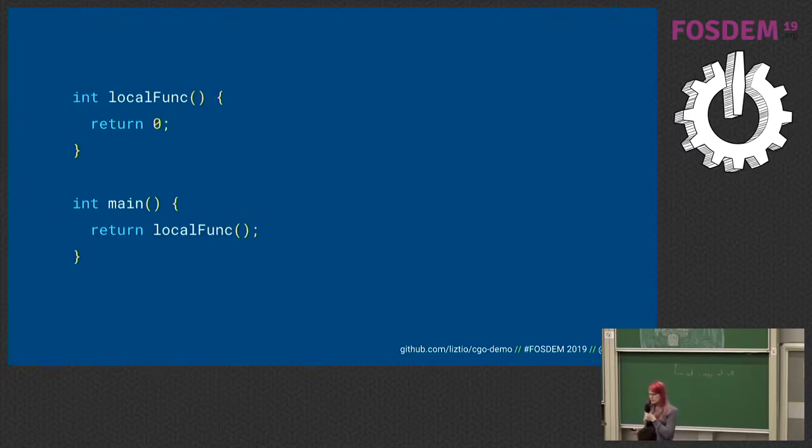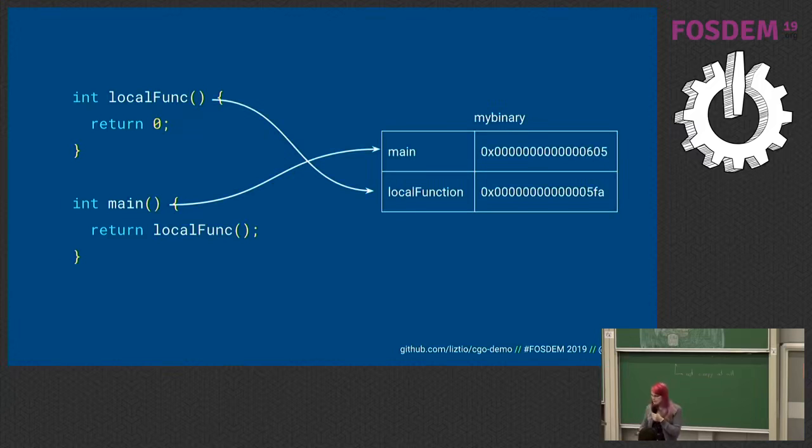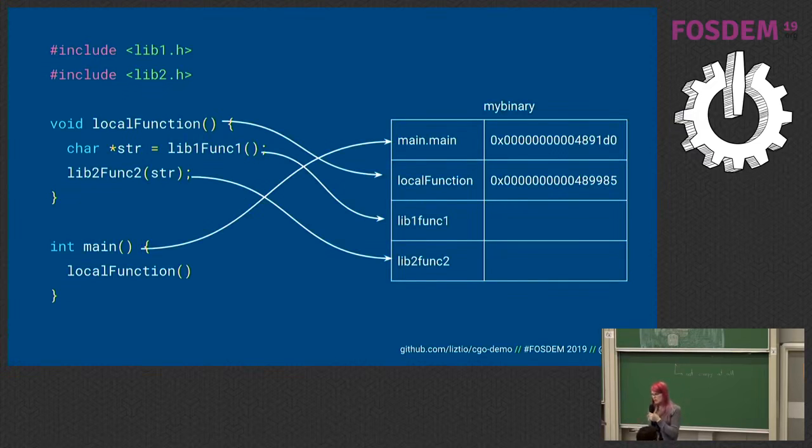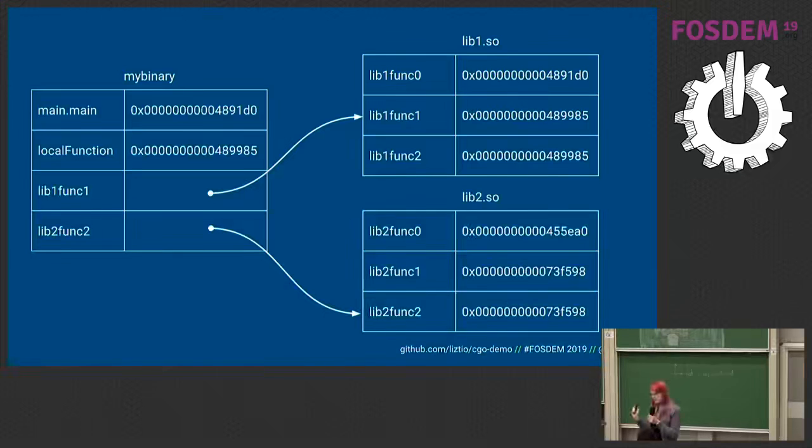So here is a pretty simple C program. I'm not doing anything dynamic yet. When I compile this, it's going to turn into a bunch of objects in memory that look something like this. So main gets stored at a specific address, local function gets stored at a specific address, and then they can call each other just fine. Now, what if I'm using some other library? I've included lib1.h and lib2.h, and now I'm calling them both from local function. What is this going to look like? Well, the two functions that I know about are going to be defined properly, but the two shared functions are going to be undefined until I go to run the binary, when the dynamic linker is going to find them, search them out, and link them into the program properly so it can run.